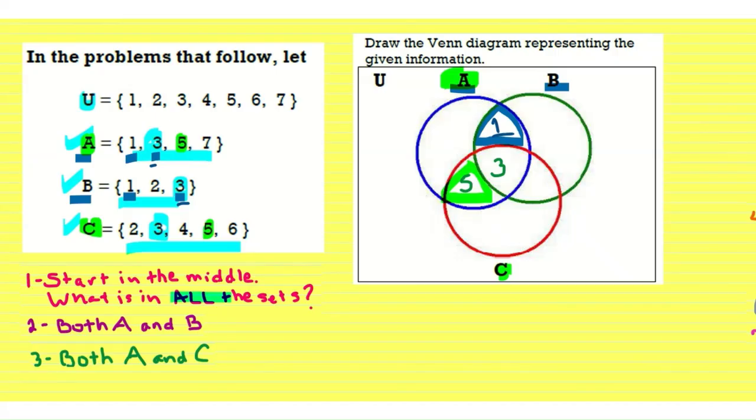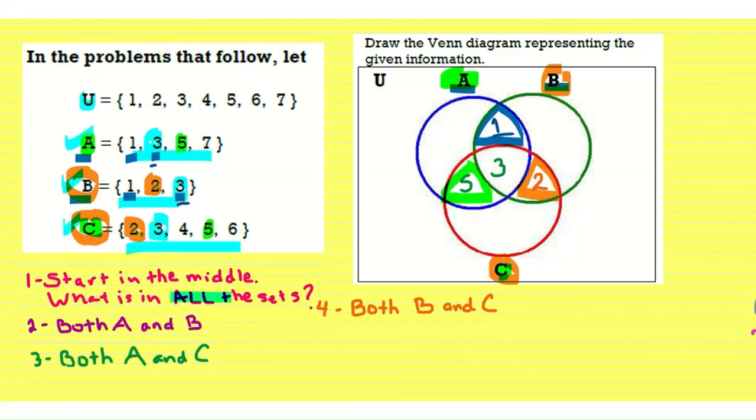Okay, so the fourth thing that I'm going to do is say what is in both C and B. So now I'm looking for B and C. That means it's going to go in this little space that is inside both the B circle and the C circle. So what is in both B and C? Well, 1 is not in both. 2 is in both B and C. 3 is, but it's already accounted for. So those are the only things. Number 2 is the only thing that belongs in this space right here.